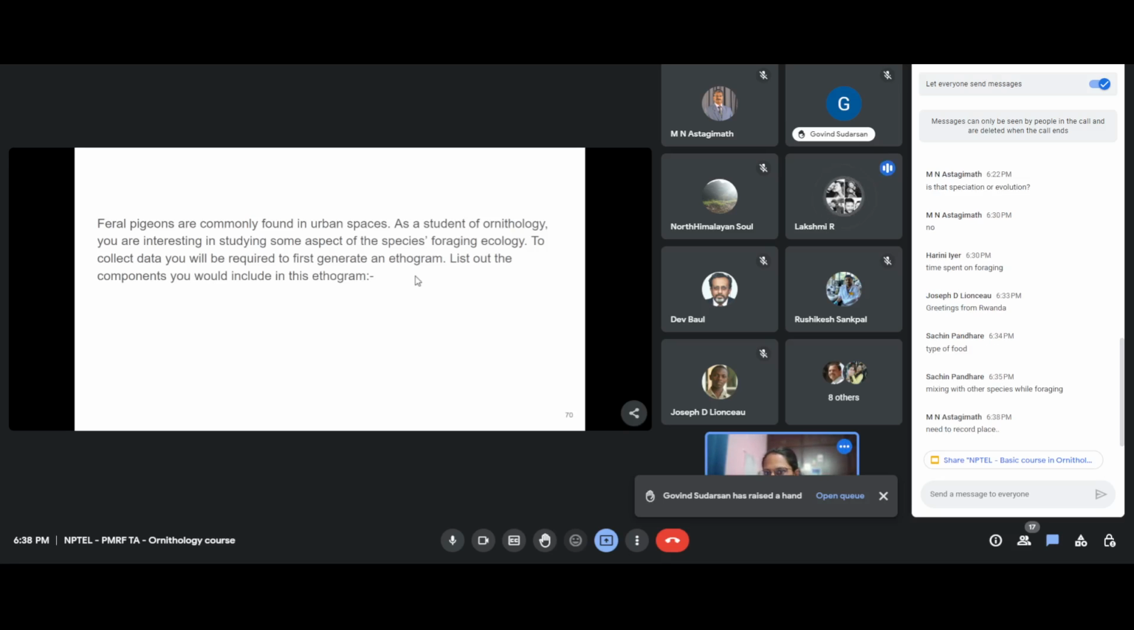Is there any proper answer to this, ma'am? This question? No, it's an open question, right? Because you can choose one particular aspect to study foraging ecology, and I can choose another particular aspect. Someone has not mentioned one particular interesting thing that is easy to test out here based on foraging ecology.